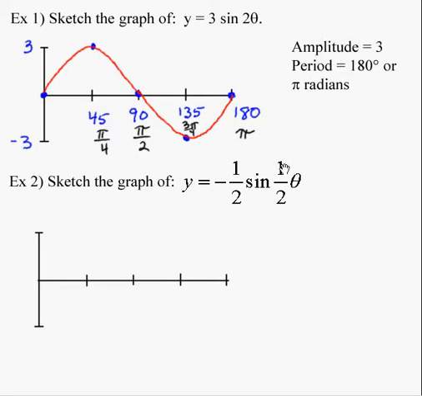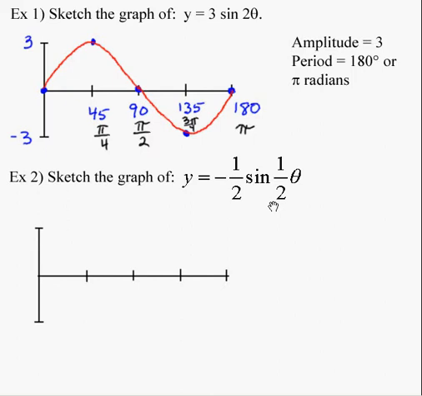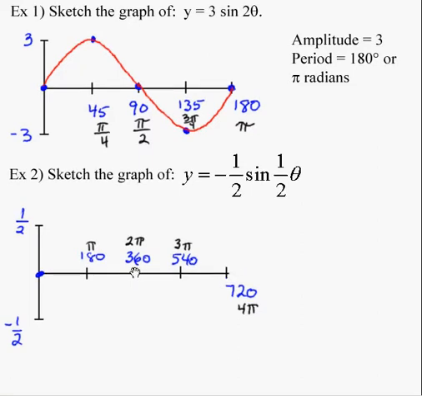For the period, we're going to take 360 divided by the absolute value of 1/2. And instead of dividing by a fraction, we'll multiply by its reciprocal. So 360 divided by 1/2 is 360 times 2, so its period is going to go out to 720. Half of that is 360. Half of that is 180. 180 and 360 is 540. So we've divided that period into fourths. Going to go up to 1/2, down to -1/2.